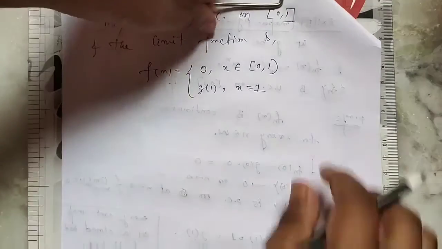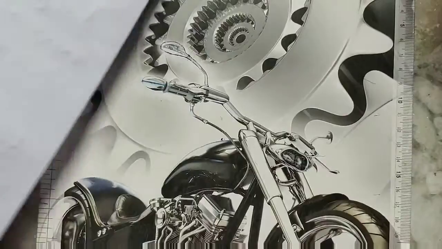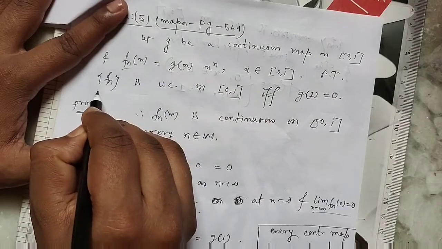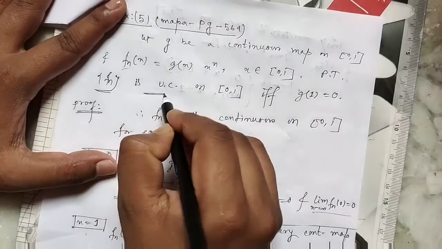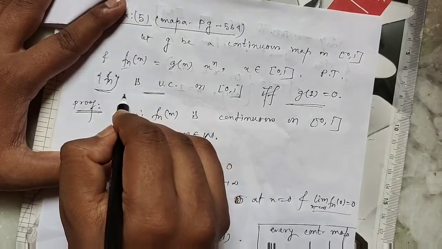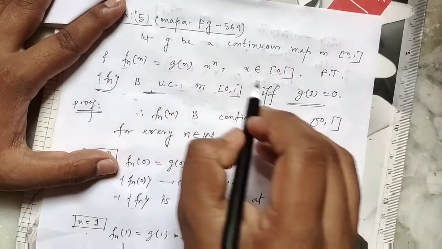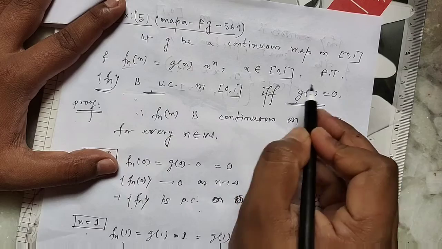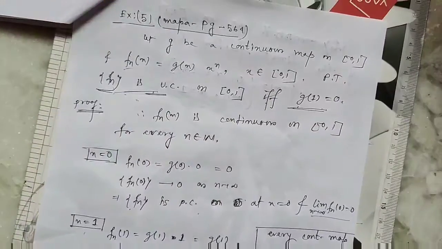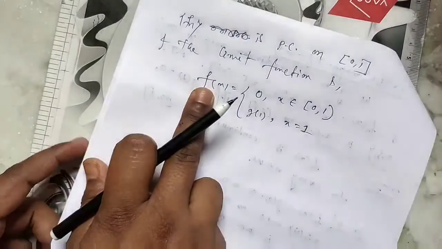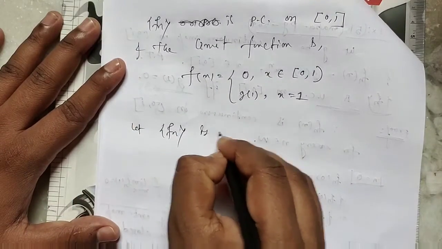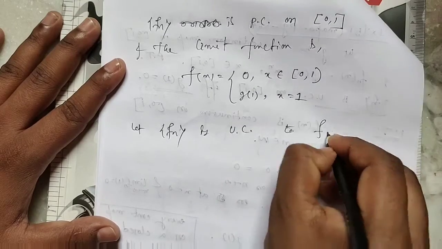Now note that, we have to prove that the sequence of functions is uniformly convergent if and only if g of 1 equal to 0. So first we take that this is uniformly convergent, then we prove this, and then we take this and prove this is uniformly convergent. So first we take fn is uniformly convergent, so our pointwise limit is this. Let the sequence of functions uniformly converge to f.